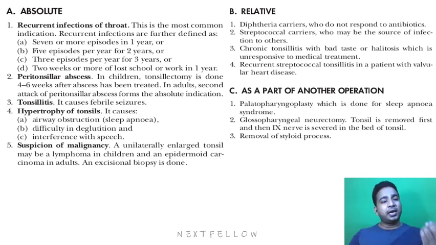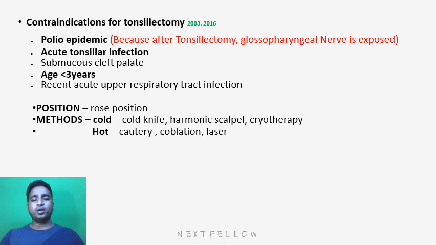And again the glossopharyngeal neurectomy. Suppose the patient is having continuous pain in the area supplied by the glossopharyngeal nerve. To do the neurectomy, we have to first explore the tonsil and then reach the level of the glossopharyngeal nerve and do the neurectomy.